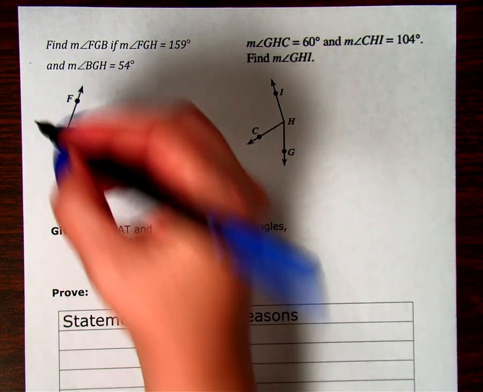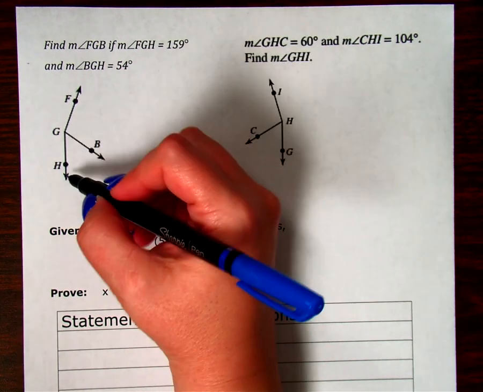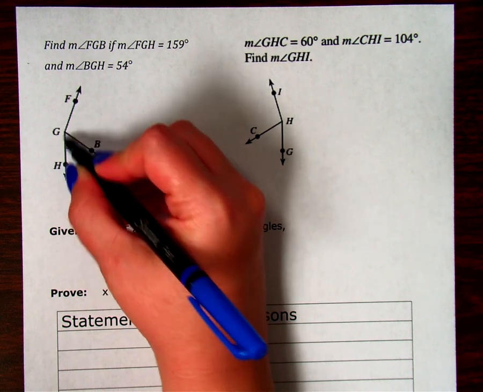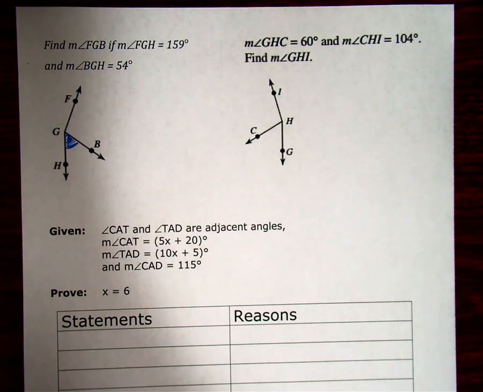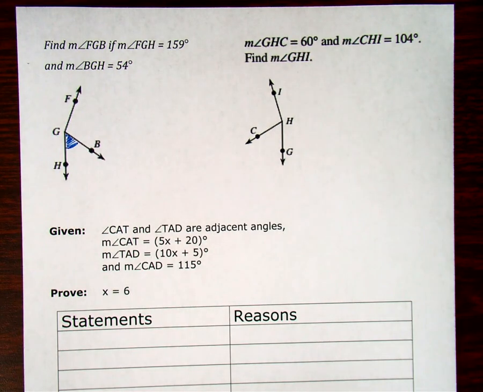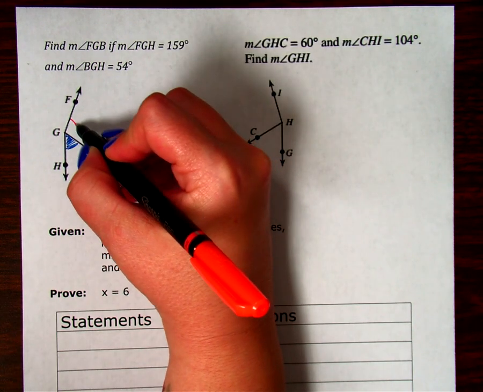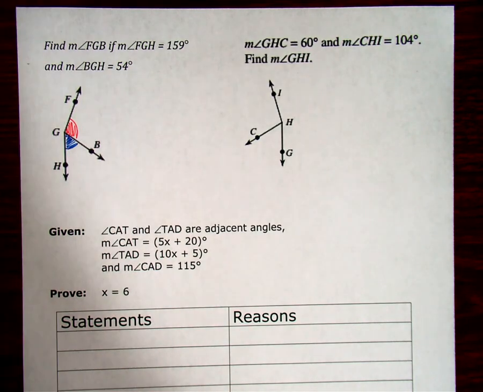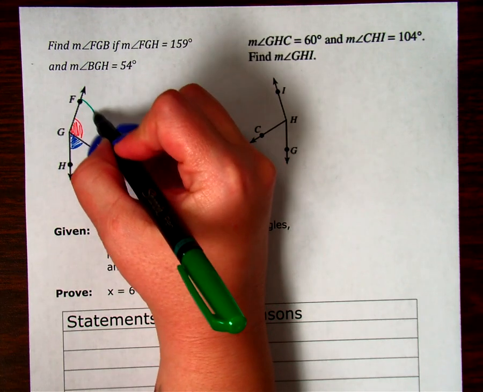So when I look at my first picture here, I'm given this information in the picture. I'm given that these two angles are adjacent. This one, HGB, that I'm going to mark in blue, and FGB, that I'm going to mark in orange. Those two angles are adjacent to each other, and total, they make this big angle FGH.